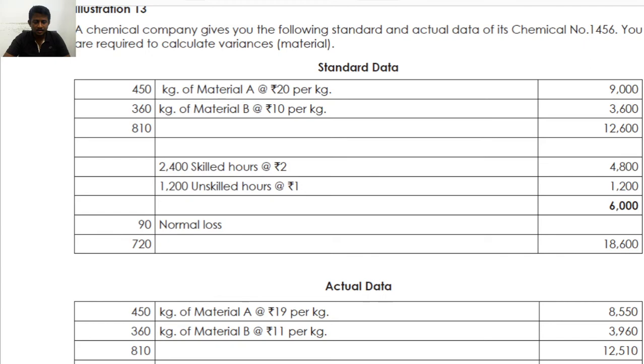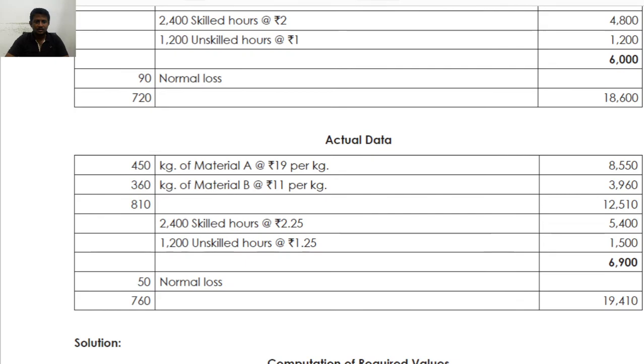Then come to the actual data. Actual is how much? 450 is the raw material for A, 360 is the raw material for B, and the rate per kg is given. So 810 is the raw material used, minus normal loss, 50. Normal loss is 50. Then actual output is how much? 760. Standard output is how much? 720. Actual output is 760. So this is the thing.